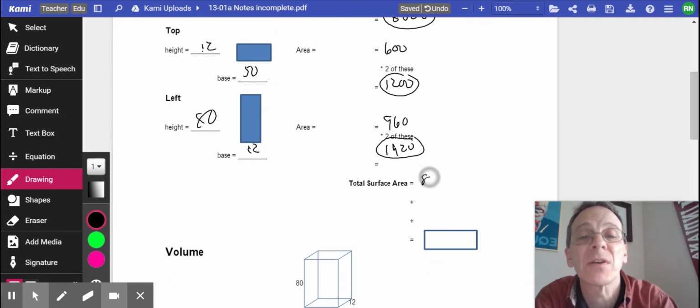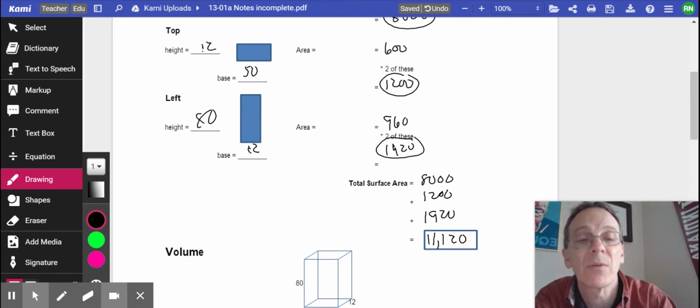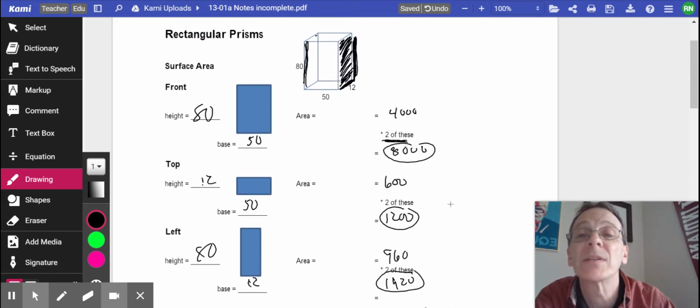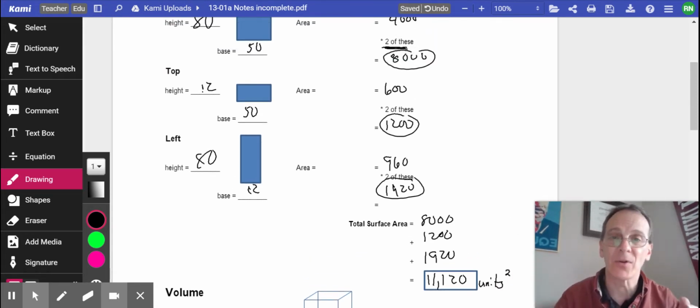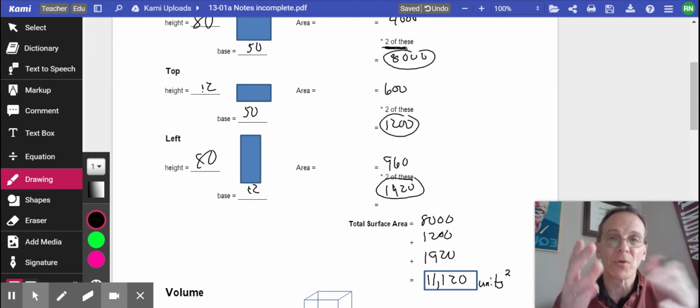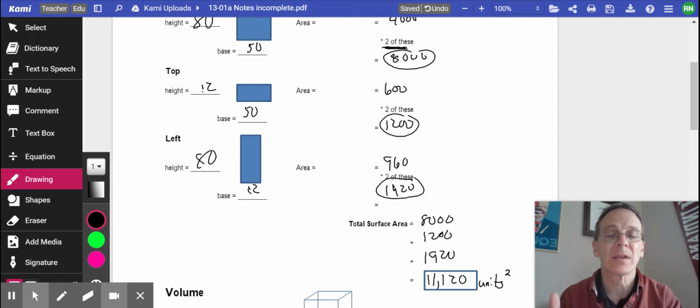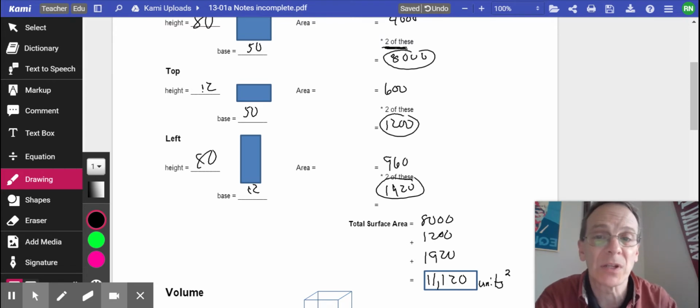So the total surface area would be the 8,000 coming from the front and the back, the 1,200 coming from the top and the bottom, and the 1,920 coming from the left and the right. And if I can do my arithmetic correctly and in a hurry, that would be 11,120. There are no units given with this problem. So let's just say units squared, because surface area is area, but it's just a number of areas all added together. And so the appropriate units for surface area is square units, whether it's square inches, centimeters, or whatever.